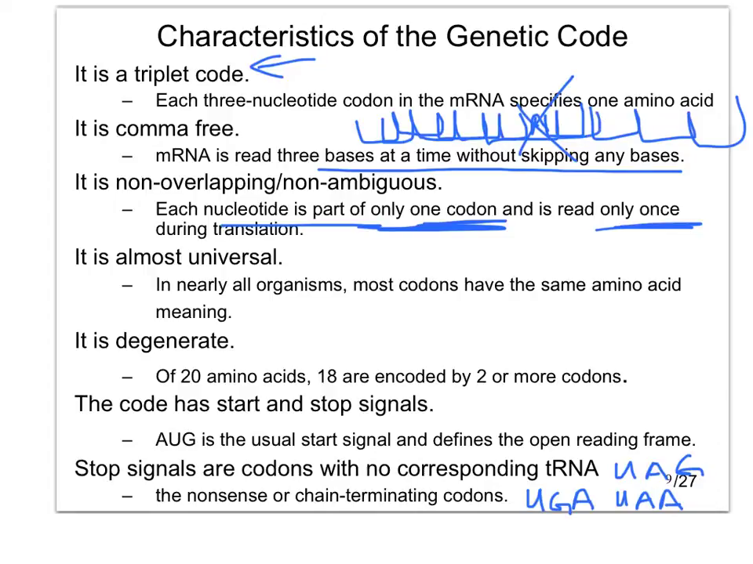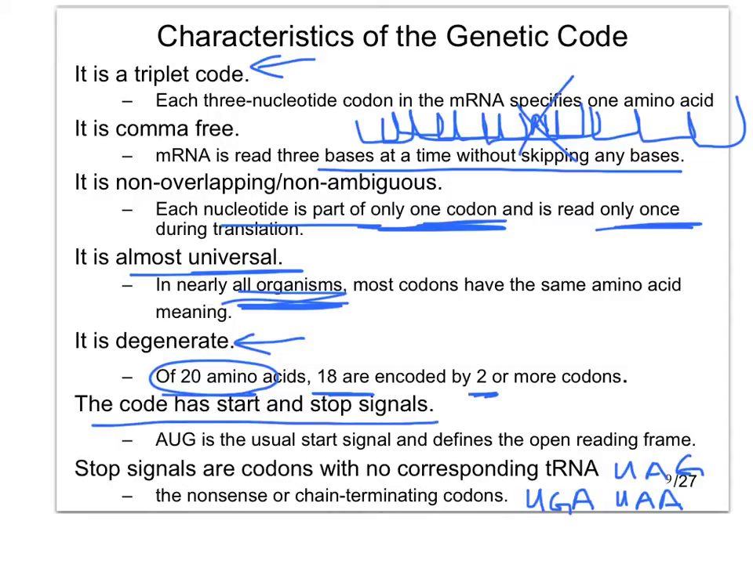The set of triplets is always set up by the start codon. It's almost universal. In almost all organisms, the codons have the same amino acid meaning. There are a few outliers out there, and there's a table at the end of this lecture or the next that talks about those. Again, being degenerate, of all 20 amino acids, 18 of them are encoded by 2 or more codons. Each mRNA has a start and a stop signal. Where should translation start? Where should translation stop?